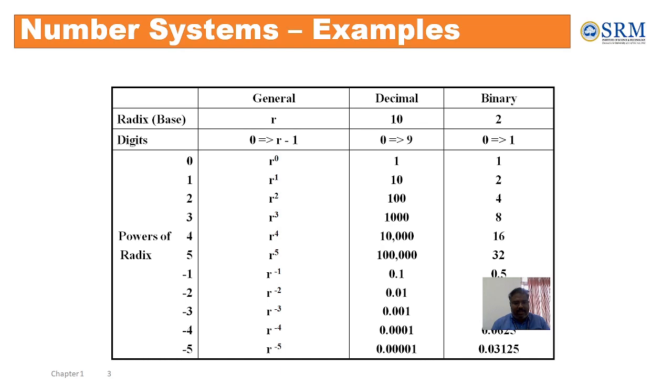Radix base is nothing but the base. In general we say it as R, in decimal we say it as 10, and in binary we say it as 2. The digits start from 0 and go up to R minus 1. In decimal we go from 0 to 9, and in binary from 0 to 1.